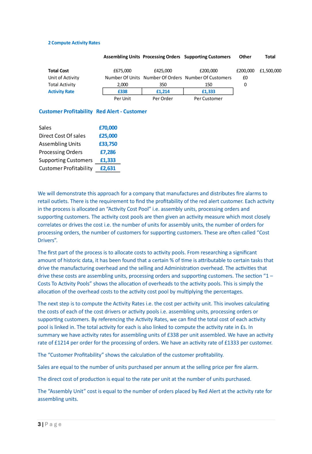Finally, we compare these costs to the sales revenue from Red Alert and subtract the direct costs to determine the overall profitability, which in this case shows a positive margin of £2,631. This approach gives a clearer picture of customer profitability by linking costs directly to the activities that drive them. The processing order cost is determined by multiplying the number of orders placed by Red Alert by the activity rate for processing those orders. Similarly, the cost of supporting customers is calculated using the activity rate assigned to each customer. To find customer profitability, we simply subtract the total costs from the sales revenue.